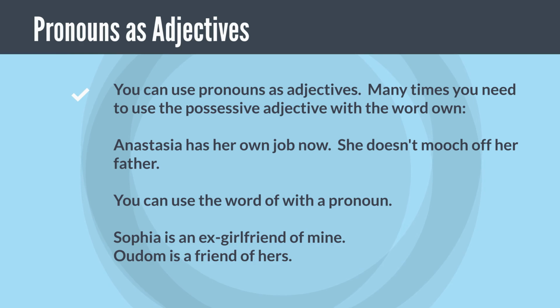Many times you need to use the possessive adjective with the word own. Anastasia has her own job now. She doesn't mooch off her father. You can use the word of with a pronoun. Sophia is an ex-girlfriend of mine. Udam is a friend of hers.